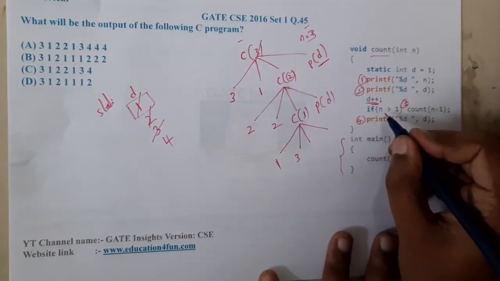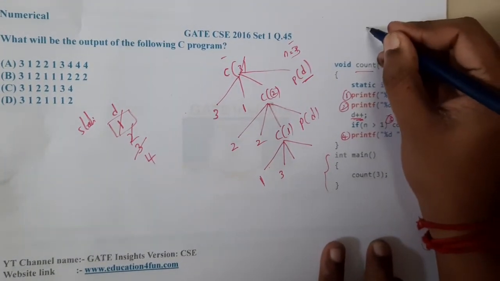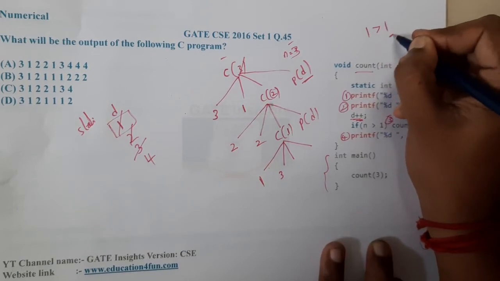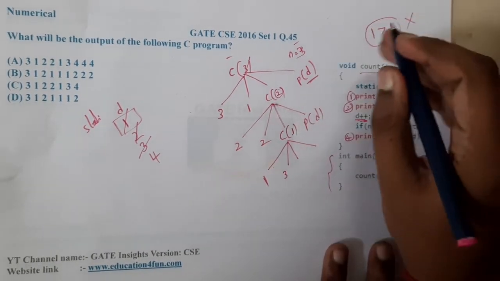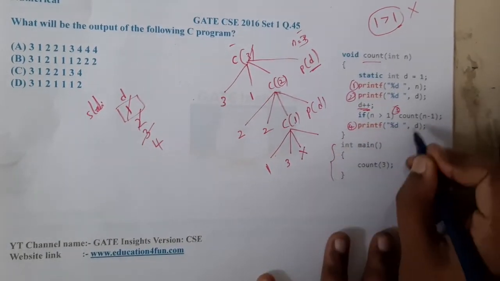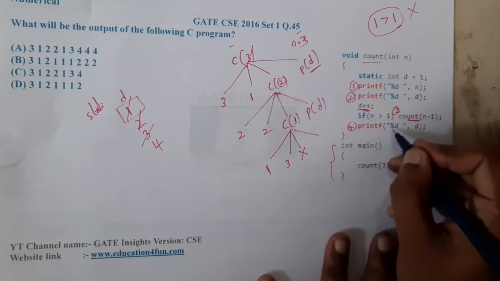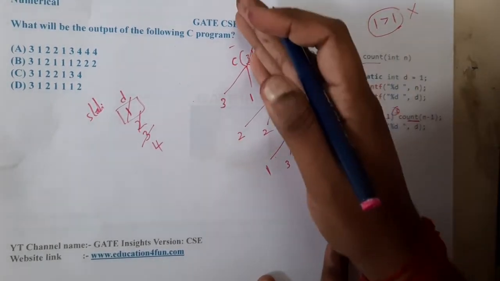Again you are checking if 1 is greater than 1. Is 1 greater than 1, guys? Is it true? My answer will be no. So this condition will not execute, and you will not get one more call. Again, you are printing the value of d. Now what is the value of d, guys? Now we are done with these calls, right?